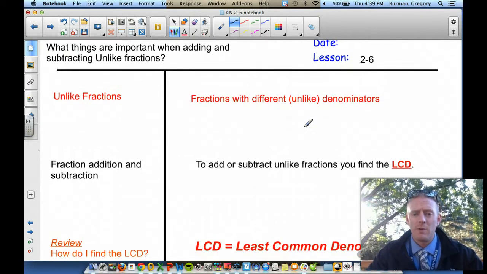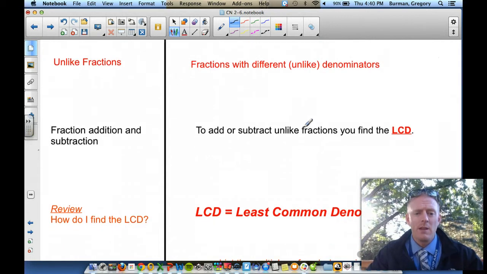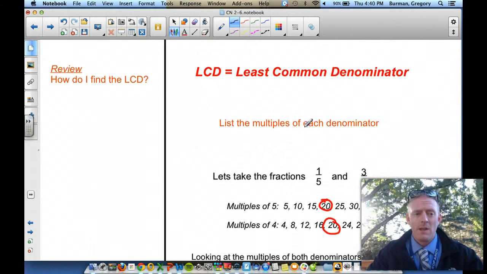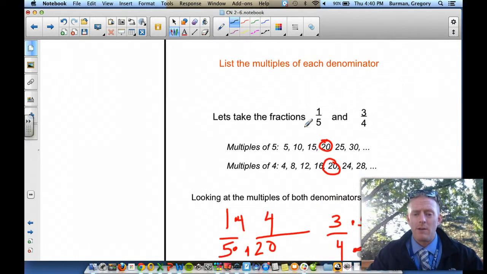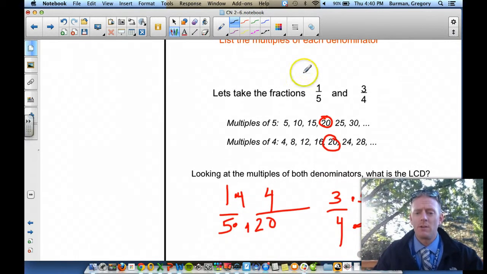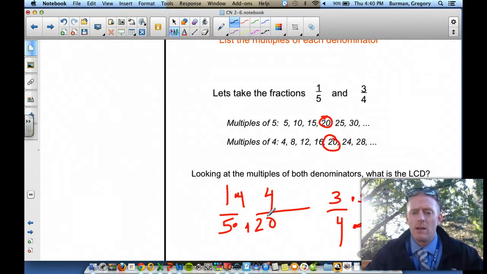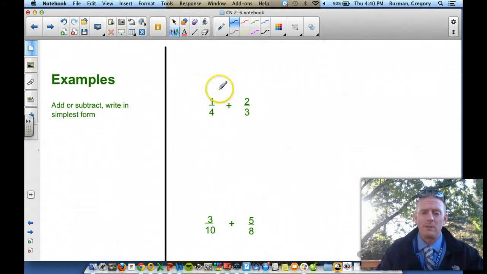So unlike fractions, we all know, have unlike denominators. When you add fractions, you must find a common denominator. In the example we have here, I've already done the work for you. We have 5 and 4. The smallest number in both lists of the multiples is 20, which means we need to rename our fractions with a 20, and then you can add or subtract them. So let's get started with some real examples.